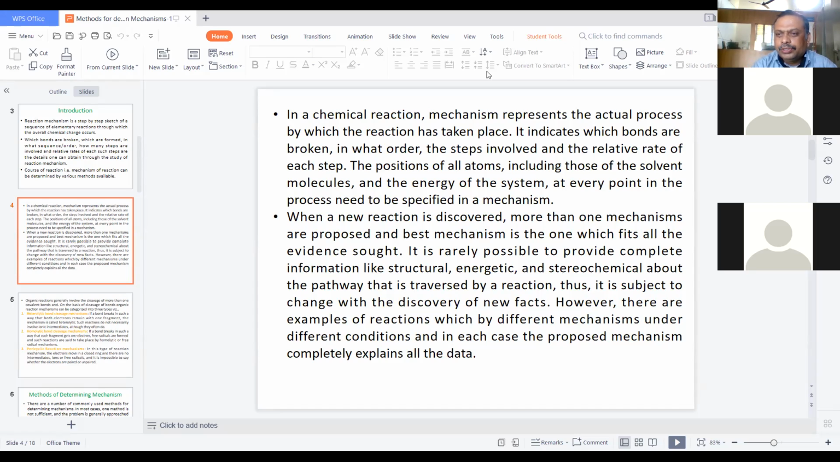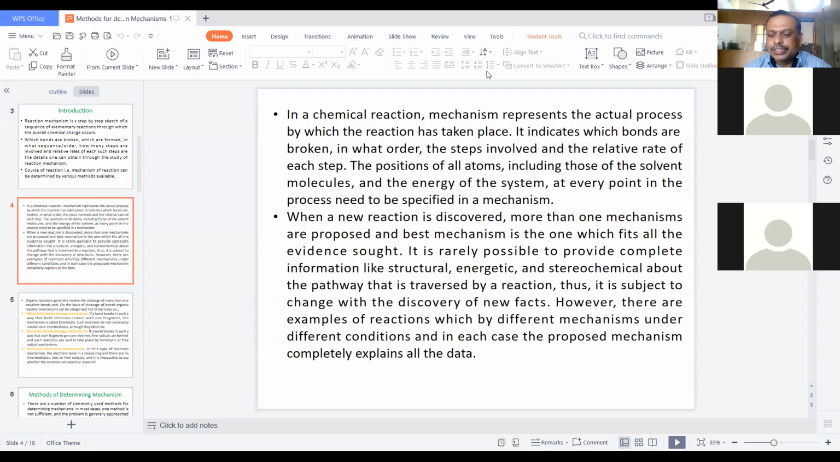It indicates which bonds are broken and formed, and the relative rate of each. The positions of all atoms, including those of solvent molecules, and the energy of the system at every point in the process need to be specified in a mechanism. That means the position of atoms matters, with the solvent, the interaction of the reactants with the solvents, and the energy of the system, whether the reaction is exothermic or endothermic, how it proceeds, at every point in the process needs to be specified in a mechanism.